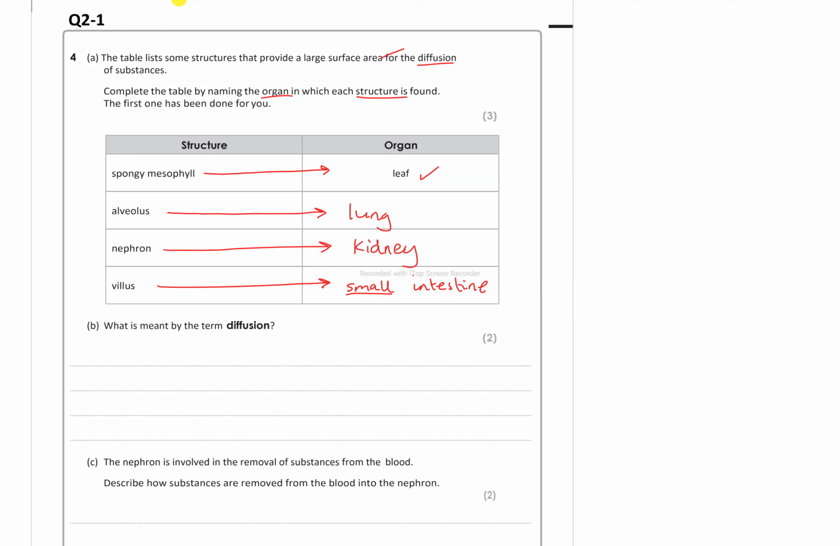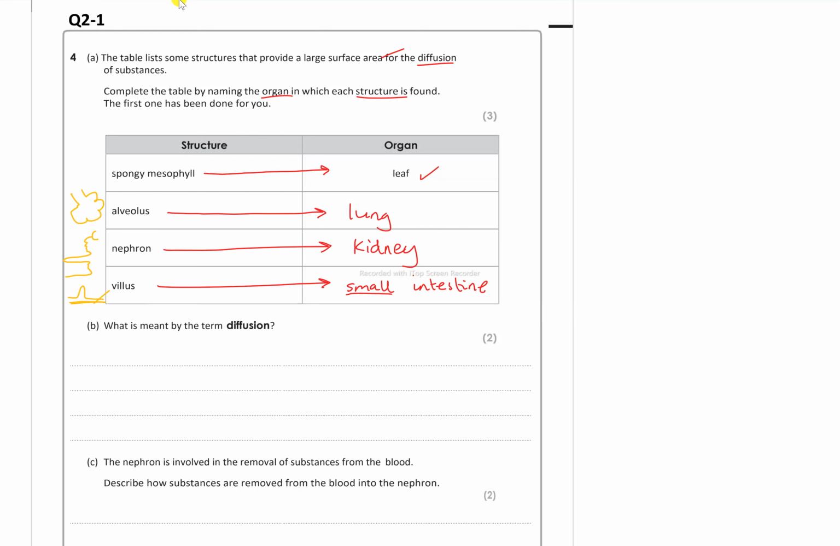So the alveolus is that little cauliflower thing at the end of your lungs. The nephron is the Bowman's capsule, first coil tubule, loop of Henle, second coil tubule, and collecting duct. That structure is the nephron. And villus is in your small intestine, and it's those little projections in your intestine that increase the surface area and help diffusion.